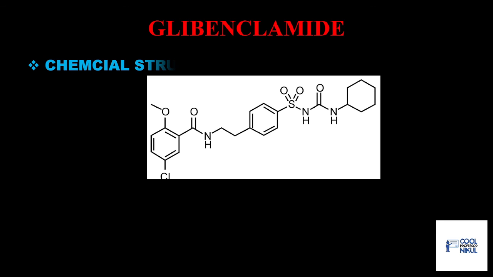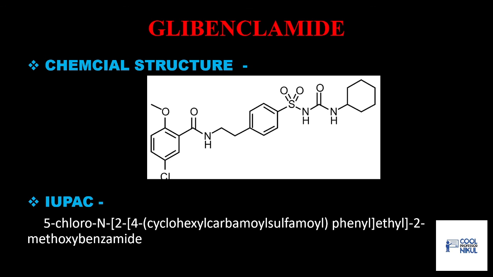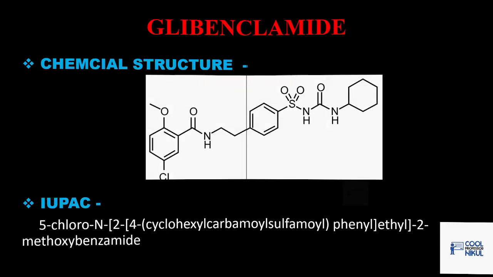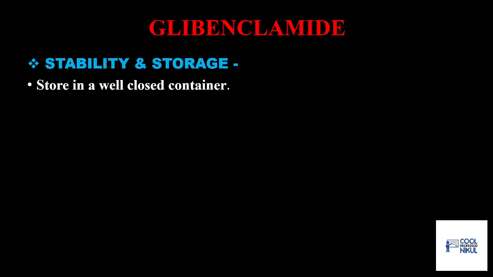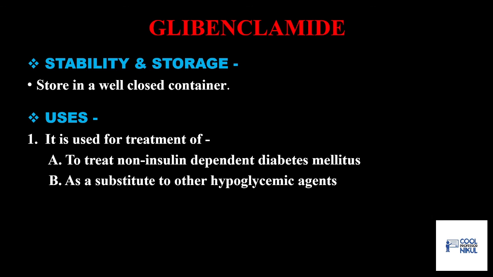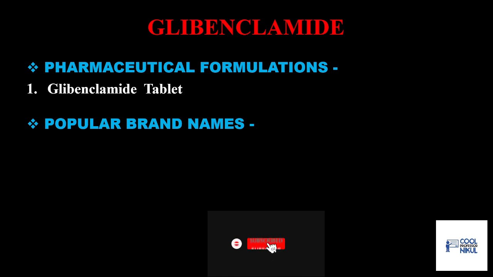Glibenclamide, this is the structure, and the IUPAC name is like this. The stability and storage: it is stored in a well closed container, and the uses are, it is used to treat non-insulin dependent diabetes mellitus and as a substitute to other hypoglycemic agents. Now let us see finally the pharmaceutical formulations. It is available in tablet form, and the popular brand names are Daonil and Euglucon.